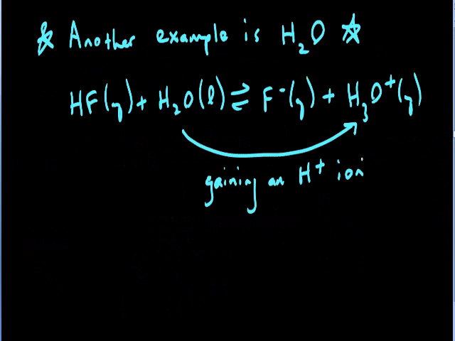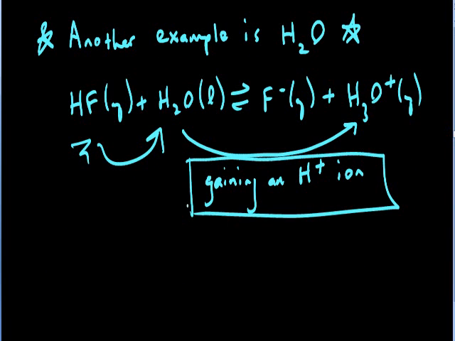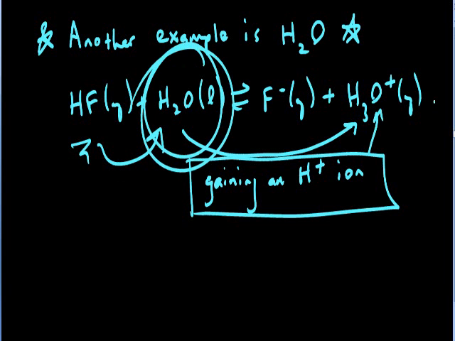Looking at an example of this, water with hydrofluoric acid, the HF donates an H plus to the water molecule. The water molecule gains an H plus ion, turning into hydronium. In this case, the water molecule is behaving as a base by accepting a proton.